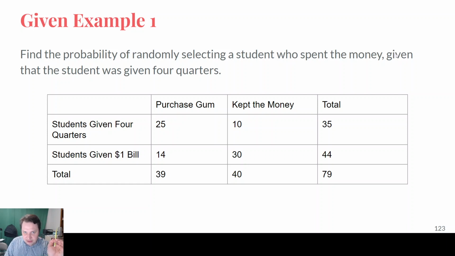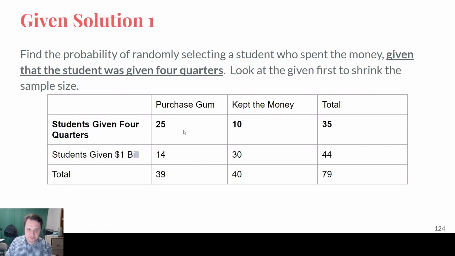Anything after the word given is information that we now know. So we now know in this example, the student was given 4 quarters. The student received 4 quarters. So that means we're only looking at this row right here. We're only looking at the top row because we know that the student was given 4 quarters. So we're not even looking at the dollar bill students anymore. We just shrunk our sample size. So do you see how I just made the first row bold? We know the student was given 4 quarters, and so we shrink our sample size to only those students when we're doing this. So now that we know that, what's the probability that they spent the money?